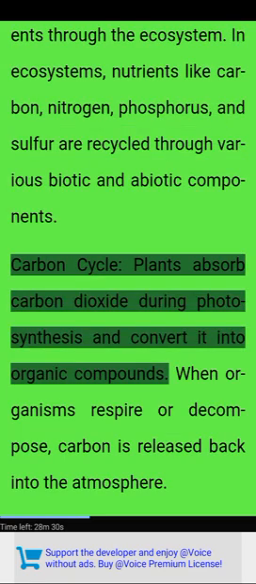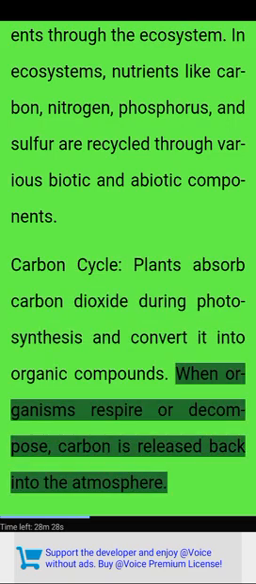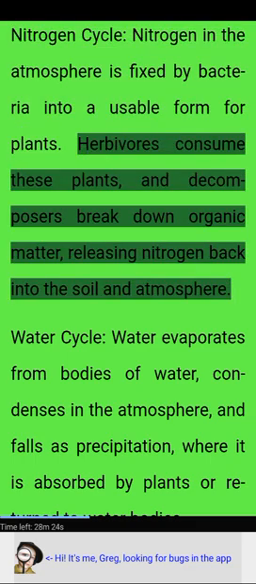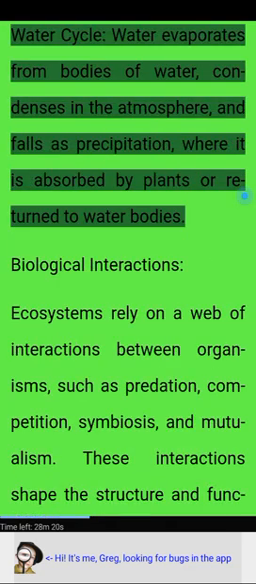Carbon cycle. Plants absorb carbon dioxide during photosynthesis and convert it into organic compounds. When organisms respire or decompose, carbon is released back into the atmosphere. Nitrogen cycle. Nitrogen in the atmosphere is fixed by bacteria into a usable form for plants. Herbivores consume these plants, and decomposers break down organic matter, releasing nitrogen back into the soil and atmosphere. Water cycle. Water evaporates from bodies of water, condenses in the atmosphere, and falls as precipitation, where it is absorbed by plants or returned to water bodies.